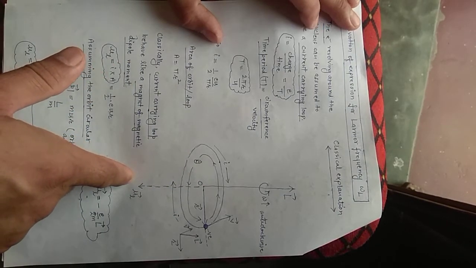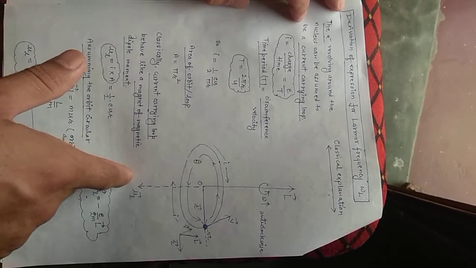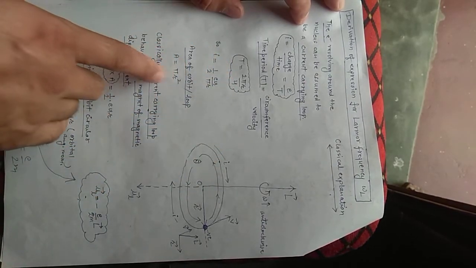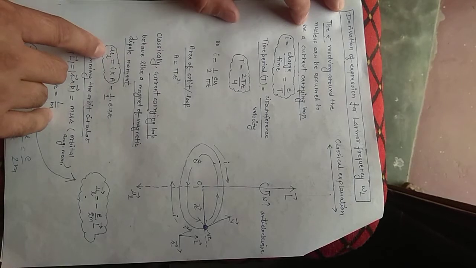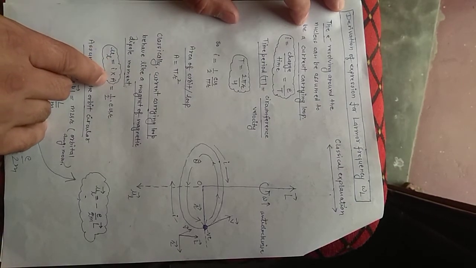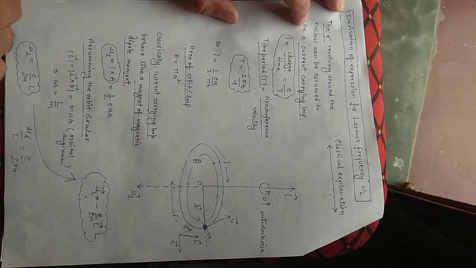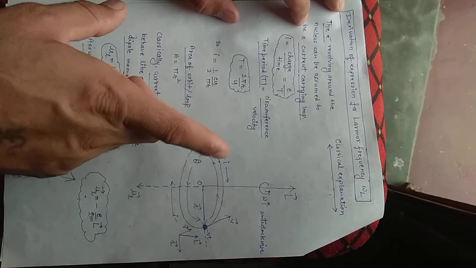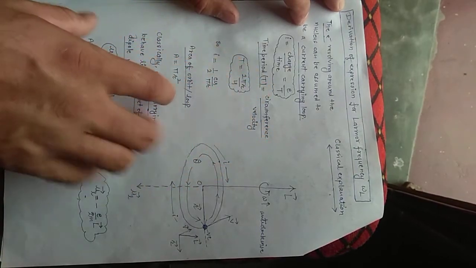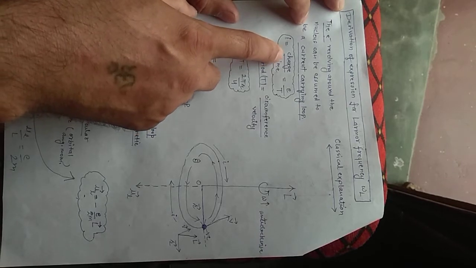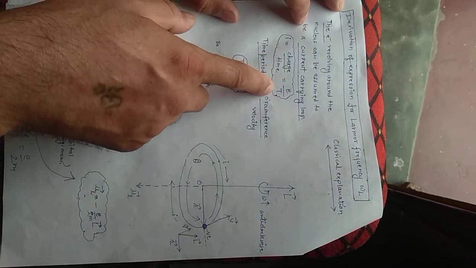Okay class, so now we will find out the current. Then we will find the magnetic dipole moment by multiplying the current and the area. And then we will find the Larmor frequency. So on the first page, firstly we will find the current. Current is charge divided by time.